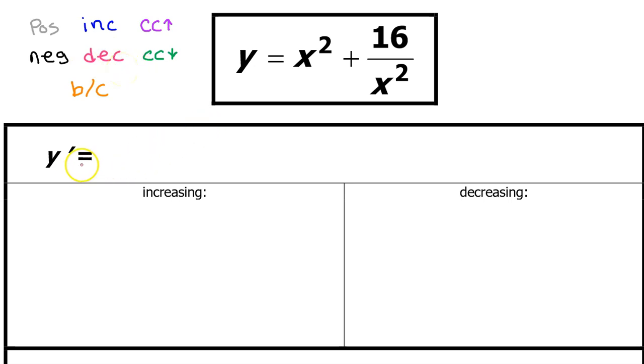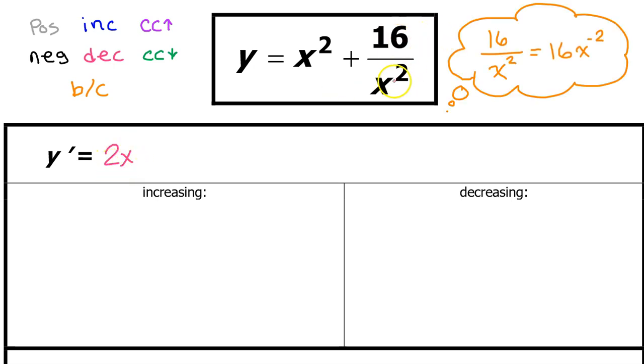The first step is to find an expression for y prime. Let's go term by term. The derivative of x squared is 2x. I'm thinking of 16 over x squared as 16 times x to the negative 2 power. So using the power rule, the derivative is negative 32 x to the negative 3 power.